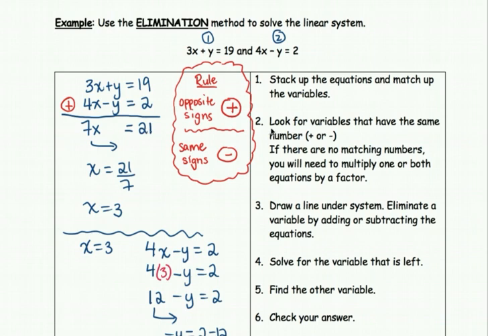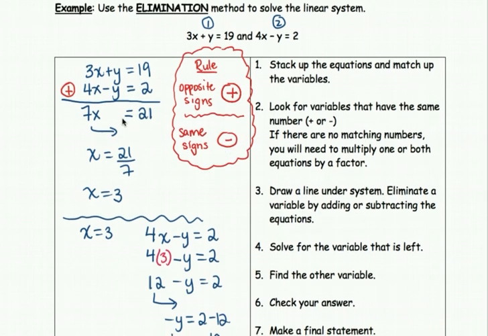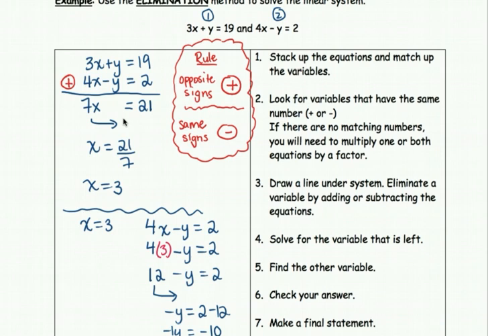So anyway, just a quick review. When you line them up, make sure the numbers are the same, and then decide: if they have opposite signs, I'm going to add. If they have the same signs, then I'm going to subtract to get rid of the variable. Okay, so it's up to you which method you want to use. Just try substitution or elimination today.